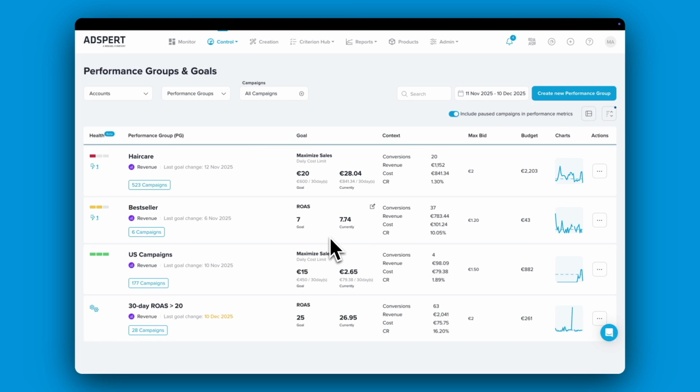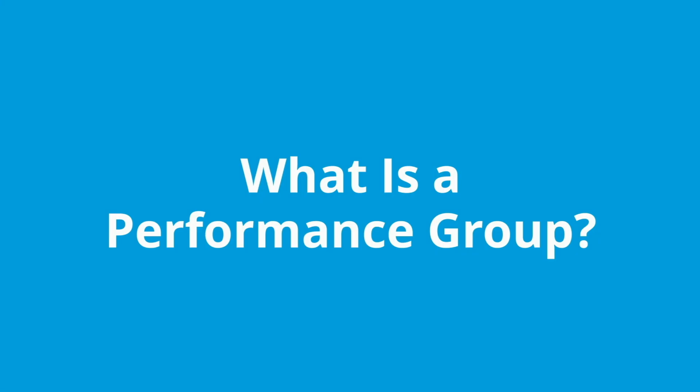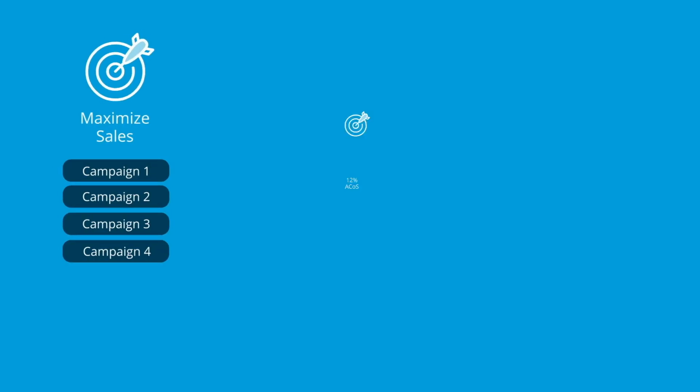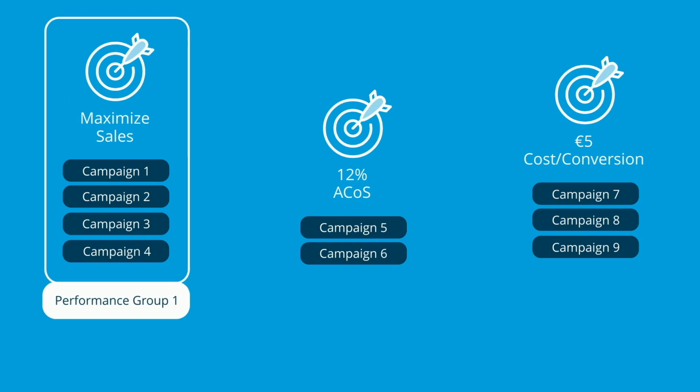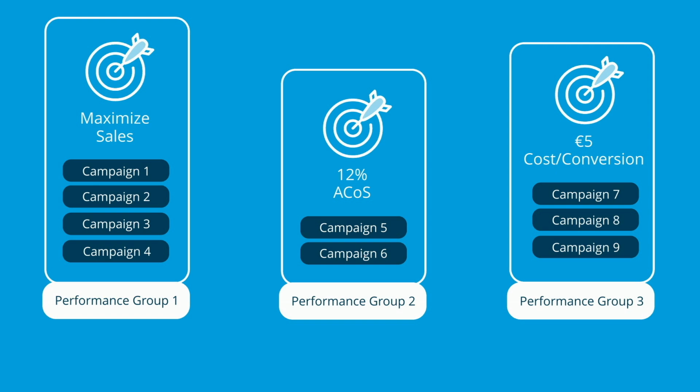Before our AI can start optimizing your ad accounts, you first need to create performance groups, assign ad campaigns to them, and set goals. But don't worry, I will show you how to do all of that in just a moment. But first, let me explain what is a performance group. First of all, this is an Adspert term. A performance group, also known as PG, is a group of campaigns that are optimized towards a shared optimization goal, like maximizing sales or achieving a specific ACoS.